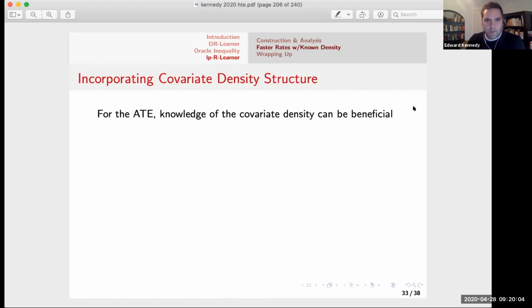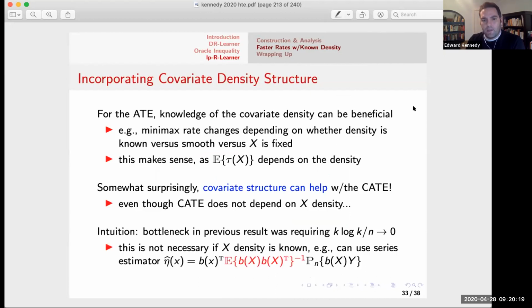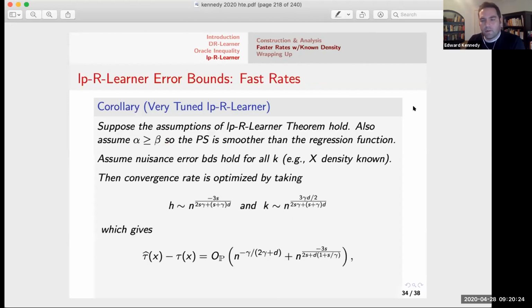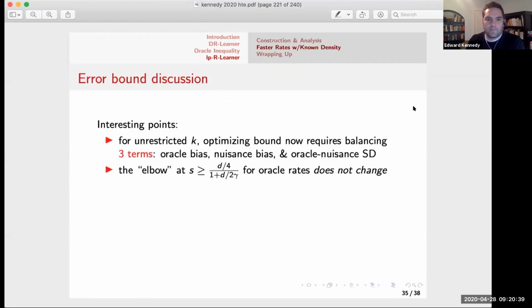The last thing I want to mention here is somewhat surprising. The CATE doesn't depend at all on the covariate density. It's conditional on the covariates. But if you know the covariate density, you can actually exploit this to get faster rates. Maybe I'll just refer to the paper in the interest of time. But if you know the covariate density, that means you can drive the bias down even further. And you get this interesting rate, it looks like n to the minus 3s over 2s plus d times something. An open question is whether this is a minimax rate. I think it is, but I don't know for sure.